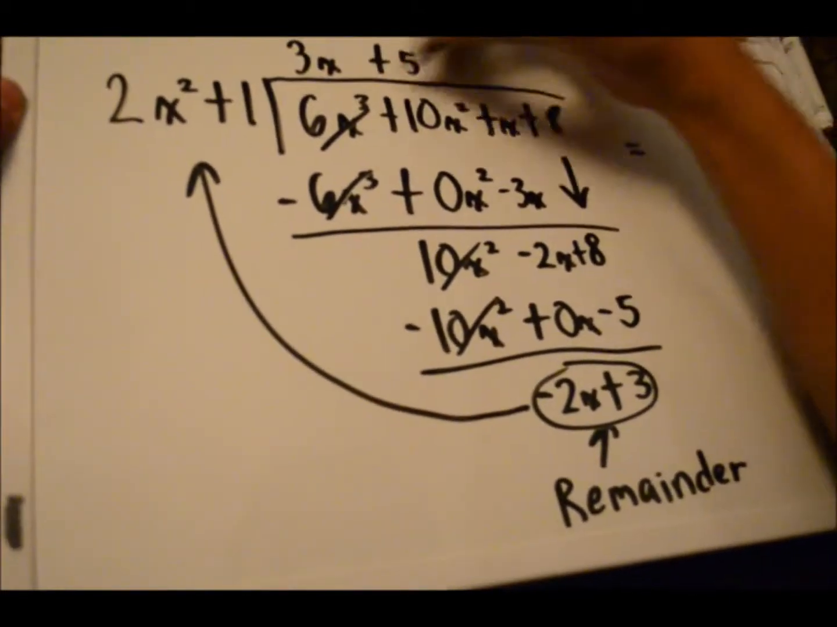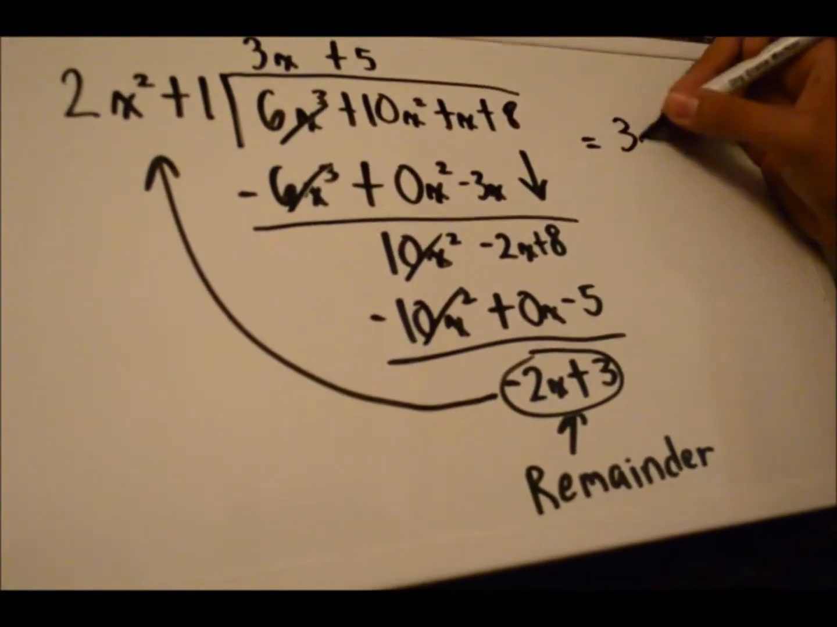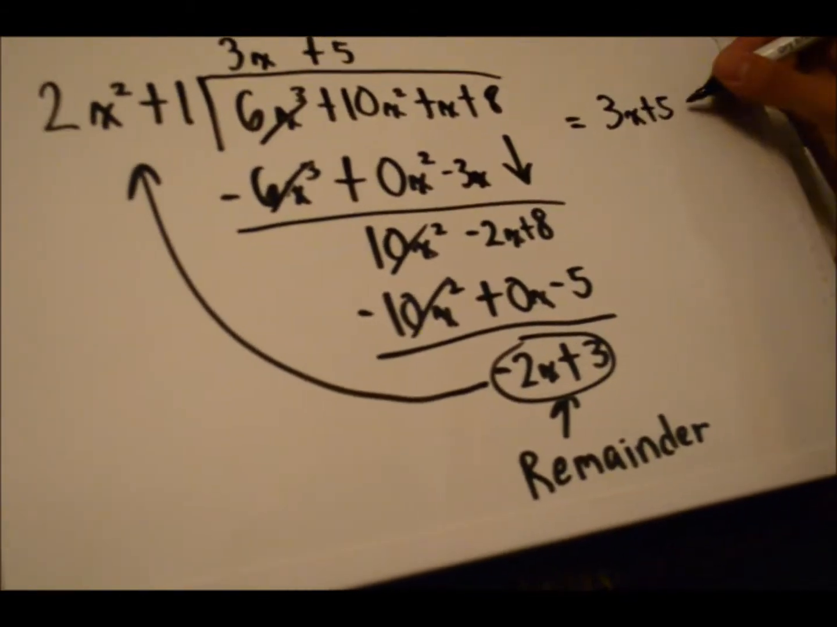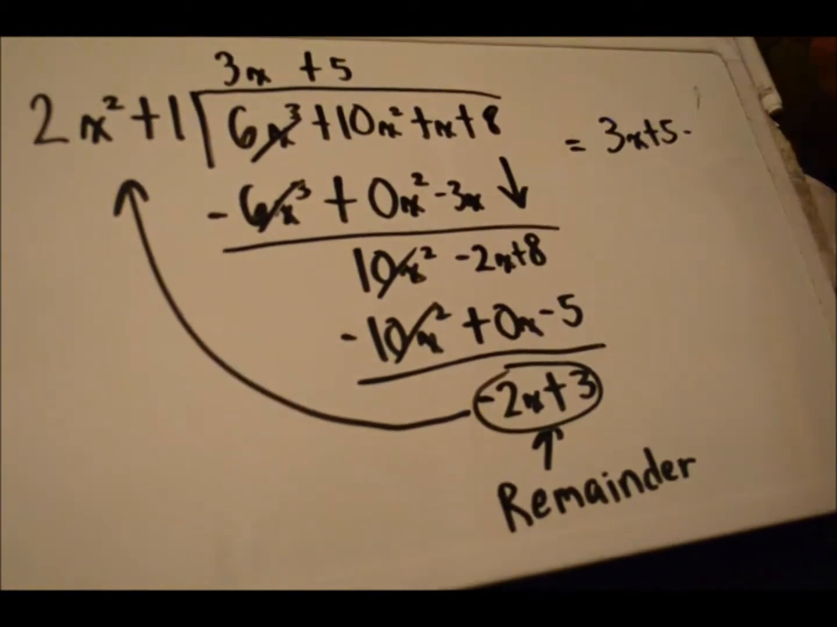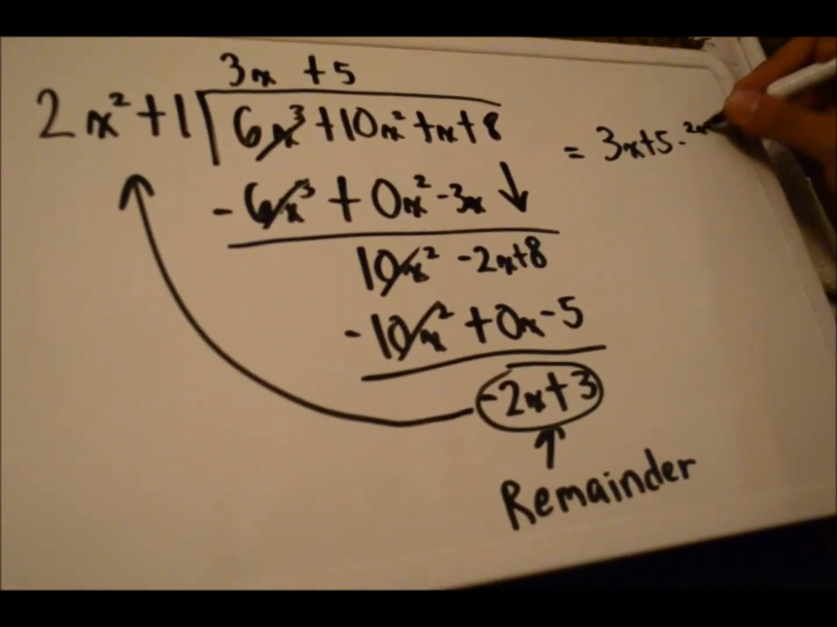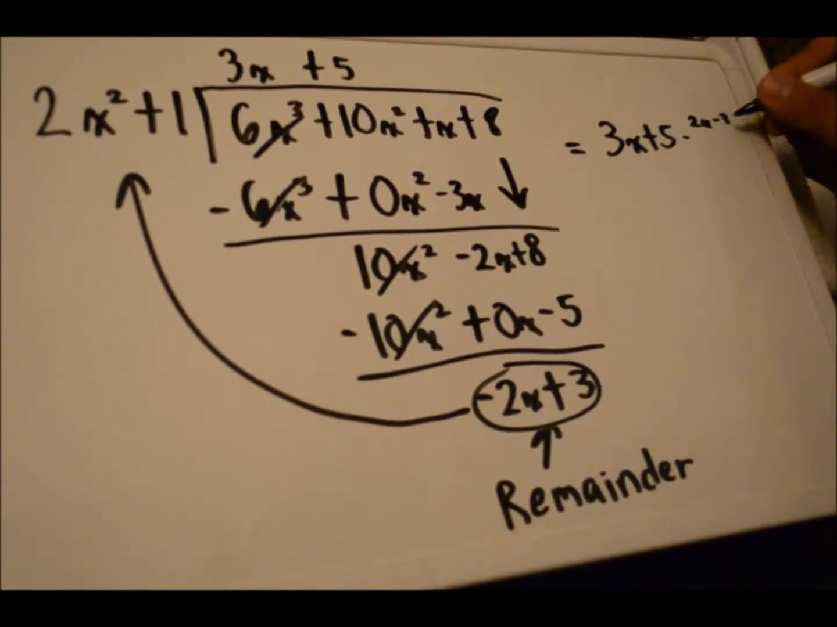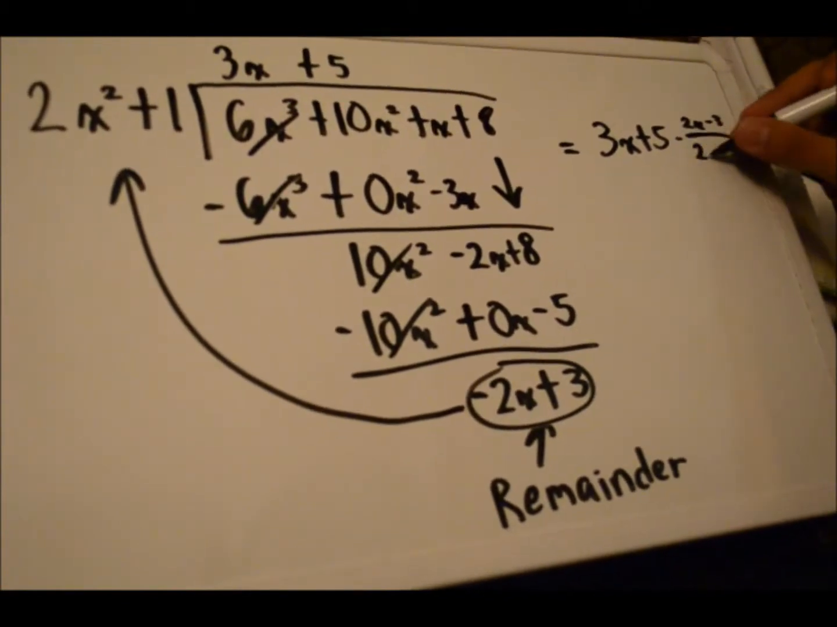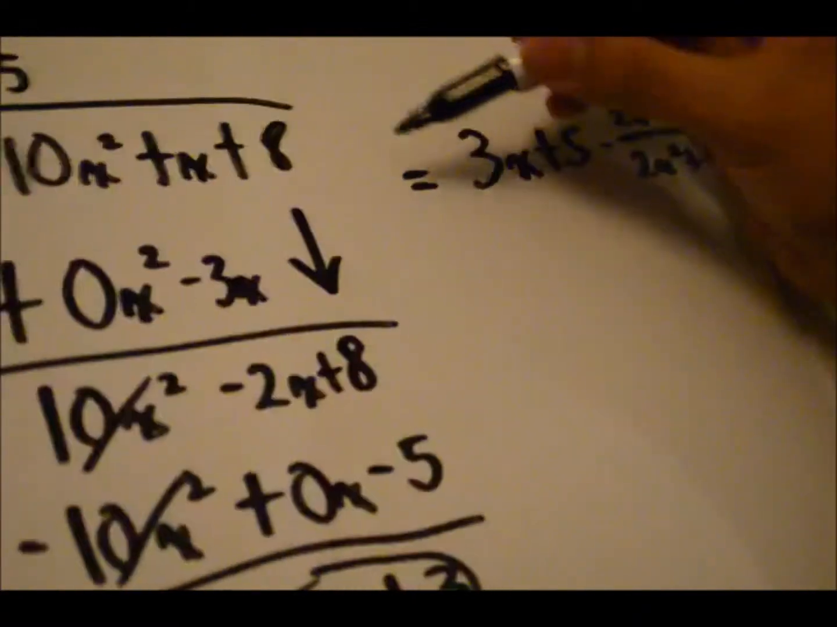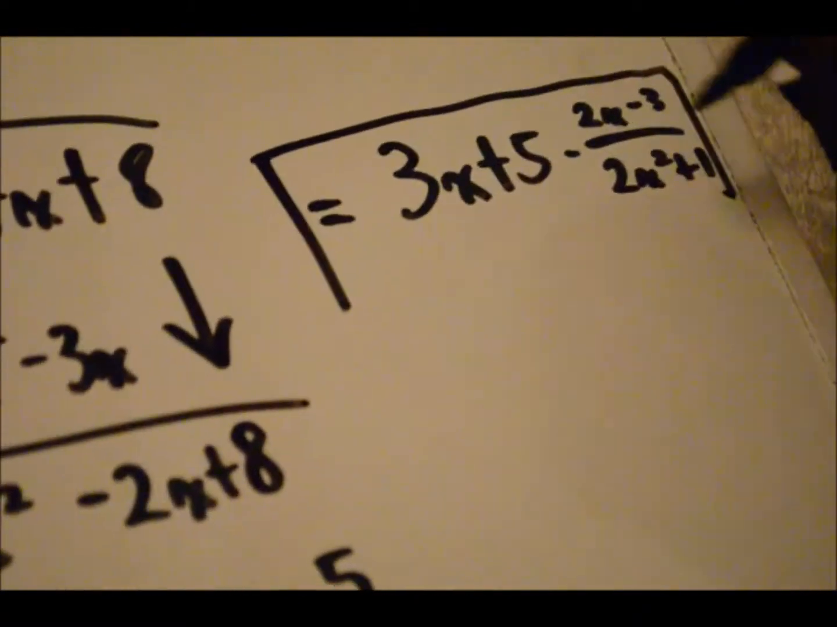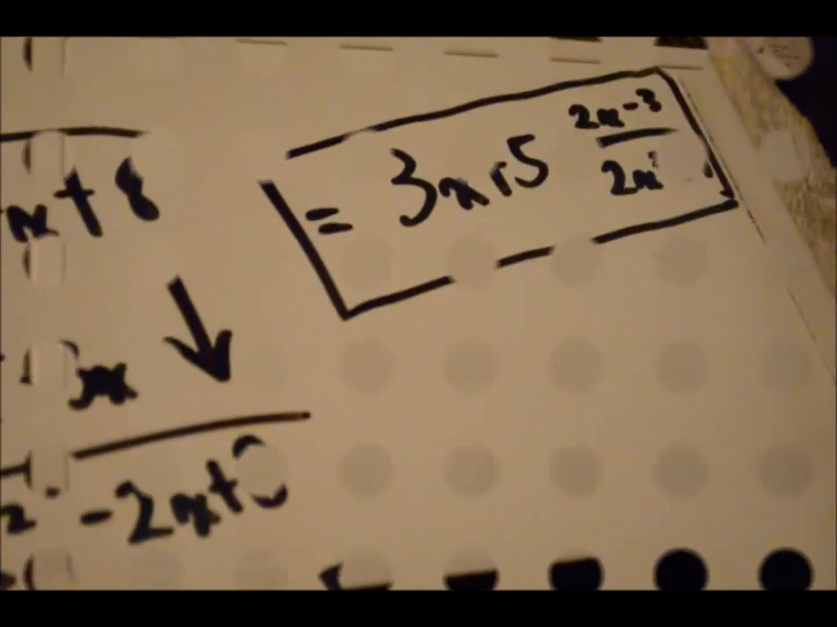So to write out your answer, you'd have to write out 3x plus 5 minus the opposite of your remainder, which in this case would be positive 2x minus 3 over our divisor 2x squared plus 1. And that's our answer.